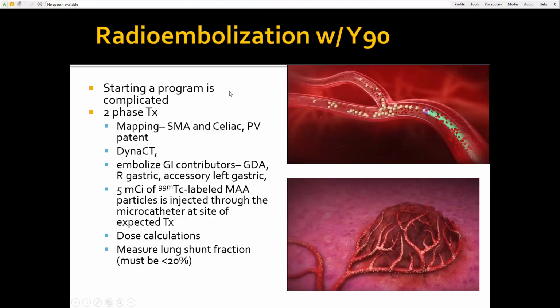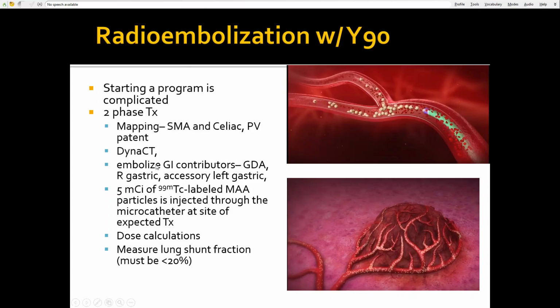So starting a program is complicated. I helped start a program when I was in Akron, which was successful, and I know they're doing it now. But it was kind of a challenge to get it off the ground. But it's becoming more popular in some of the more peripheral hospitals, more community hospitals.